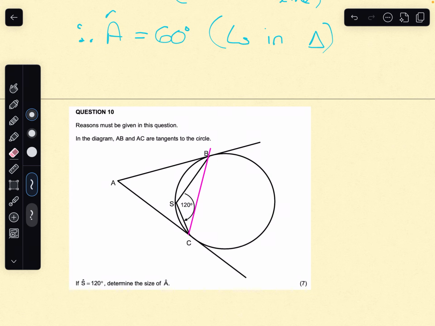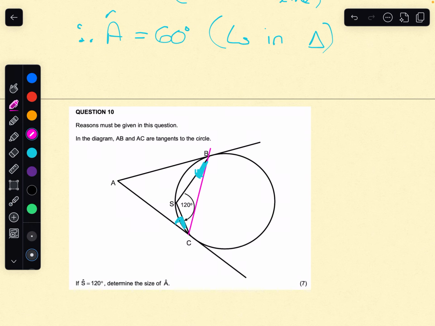So they say SBC, this guy, is equal to ACS, this guy. Yeah, that is true because of tan-chord. So here's my tangent, here's my chord. There it is, subtending that angle. So these two are equal by tan-chord.